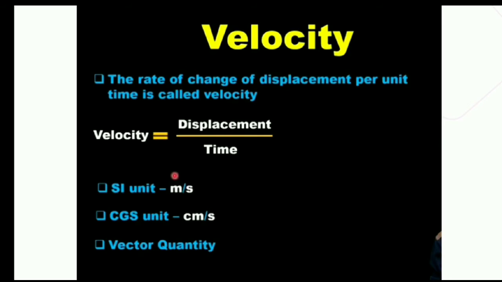So the formula for velocity is displacement upon time. Since displacement is a vector quantity, therefore velocity is also a vector quantity. Okay, so the distance traveled in a particular direction by an object in unit time is called its velocity. Here unit time can be 1 second, 1 minute, 1 hour, etc. So the displacement that occurs in unit time is called velocity. I hope you understood, children.